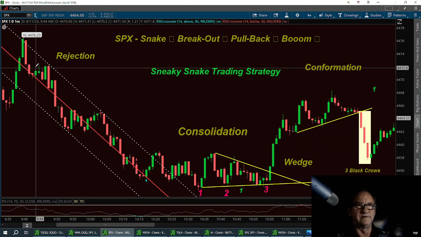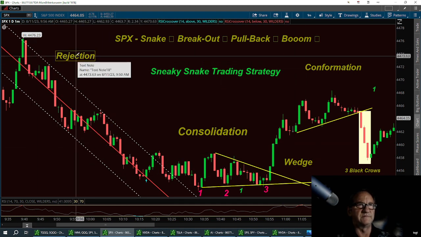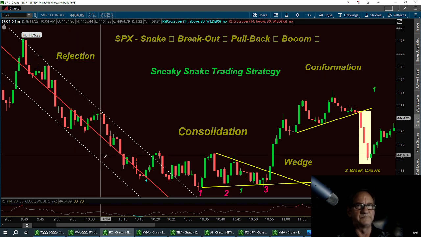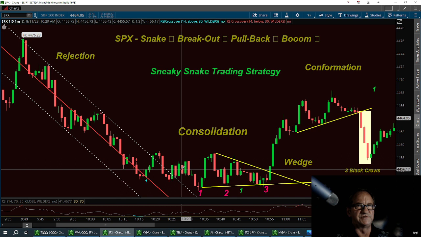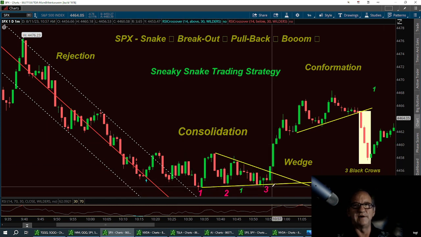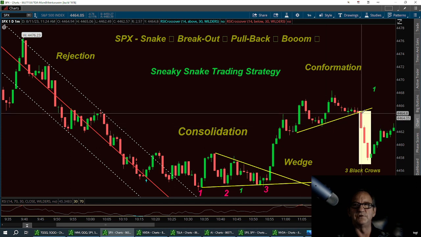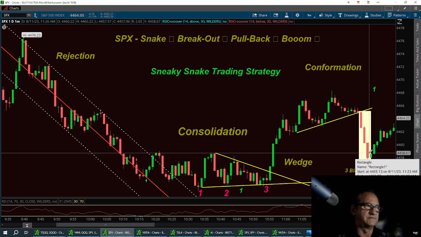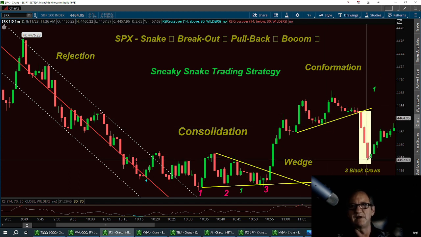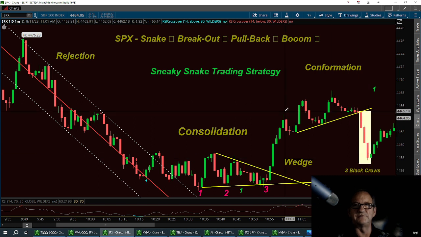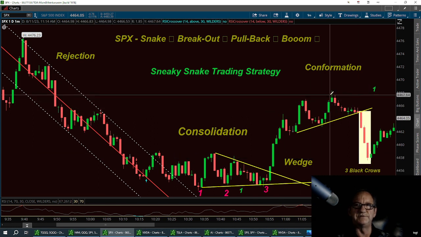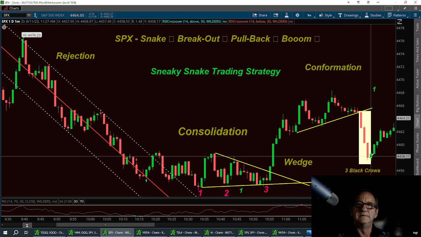So what we got here is rejection from the top, which could be a triple top or a head and shoulders. It pulls back, jumps out of the snake into a wedge, and then it goes ahead and pops out of that wedge and creates another triple bottom, comes back down, creates three black crows. So you had a triple top up here, 1, 2, and 3. Three black crows, and she breaks on up.